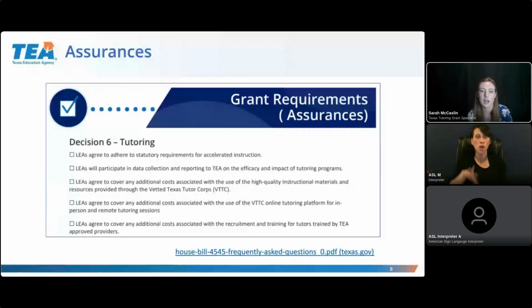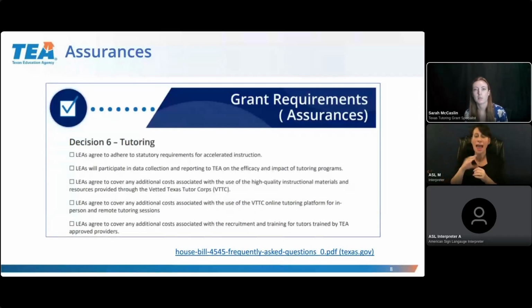The third assurance is that LEAs agree to cover any additional costs that are associated with the VTTC. And so within the vetted Texas Tutor Core, there's two separate categories. There's the subsidized providers, which is Amplify, Booknook, Zern. Decision 6 districts get those licenses for free. And then on the flip side, there's our approved providers. And those are dozens and dozens of additional vetted resources that Decision 6 districts, and really any district, can utilize either with local funds or in this case with Decision 6 funds.